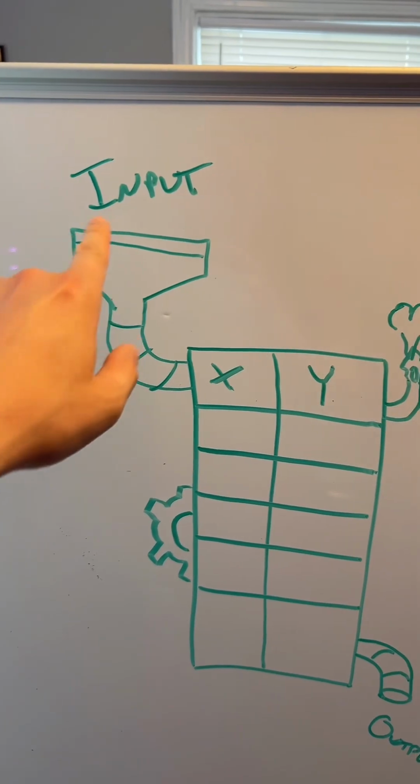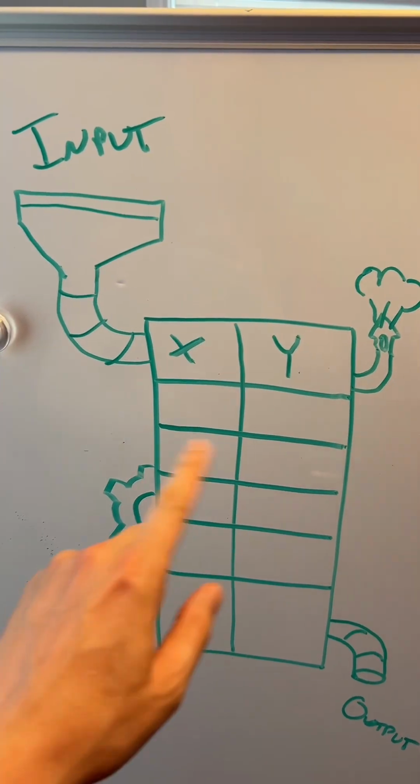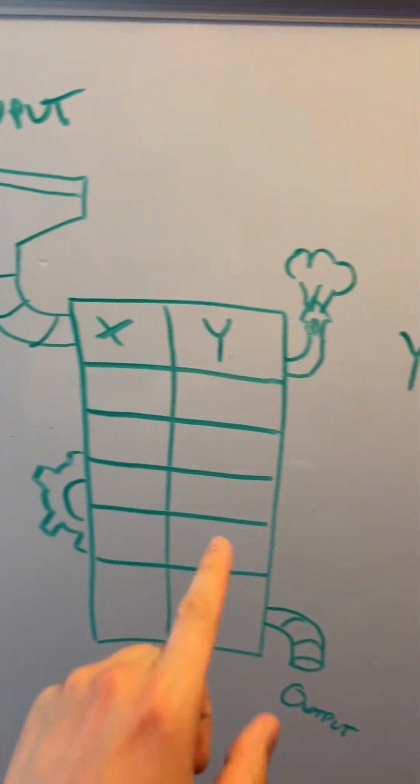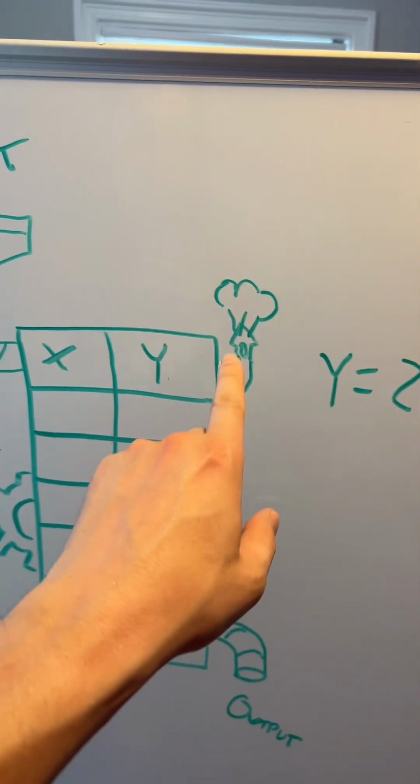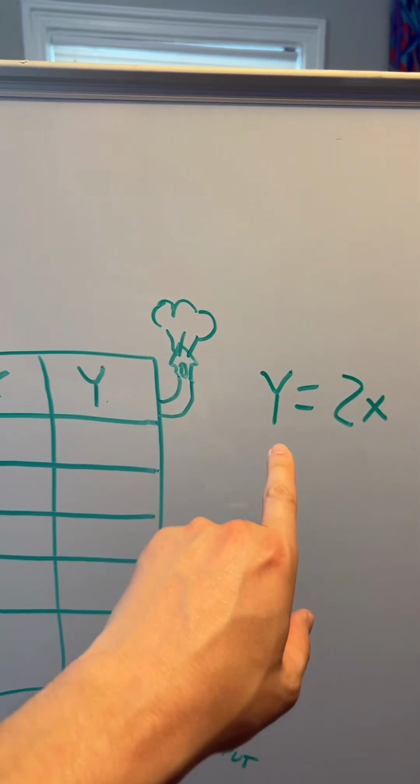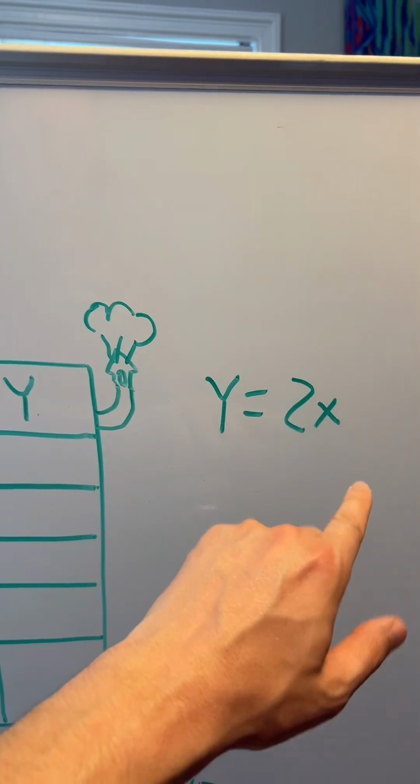Okay, remember in math class, intro to functions with the input and output tables. They looked like this. You have the little funnel that says input, and there'd be a gear because it's a machine, right? And a little output spout and a little steam whistle. And the function would be y equals 2x.